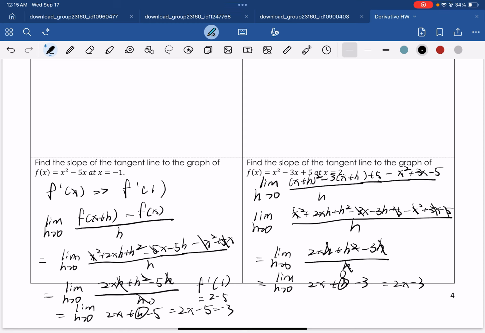And then we're looking for the slope of the tangent line to the graph of f of x at x equals 2, which means we have to find f prime of 2. We plug the number into it. It's 2 times 2 minus 3, which equals 1.